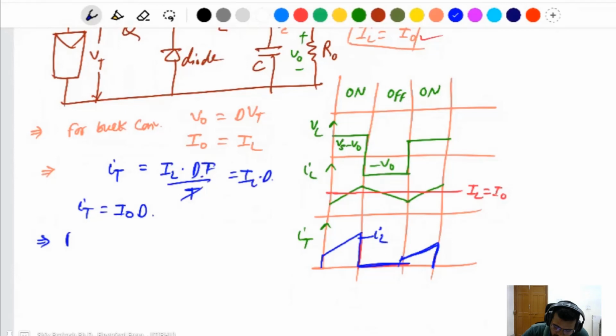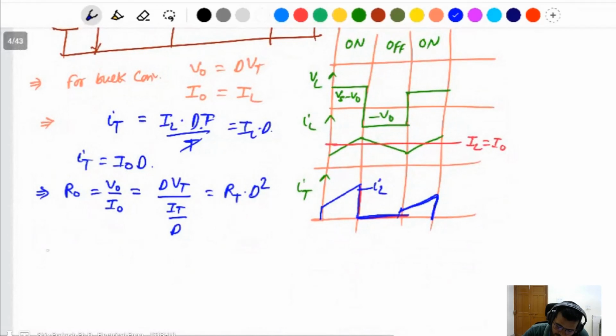Then you can say R naught is equal to V naught divided by I naught. V naught is equal to dVt. I naught is equal to IT divided by d. Vt by IT is equal to RT, which equals R naught divided by d square. Then RT is equal to R naught divided by d square.